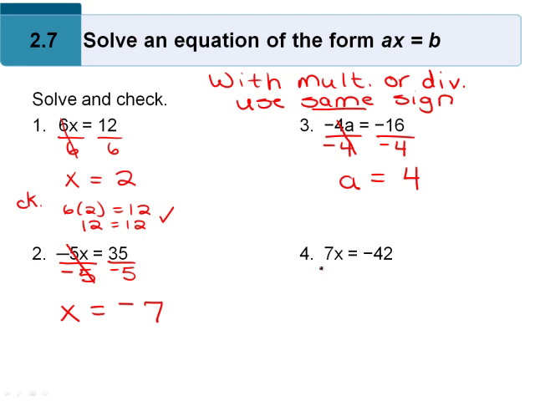Look at number 4. 7x equals negative 42. So here you want to get rid of that 7 to get the x by itself. So we're going to divide by positive 7 on both sides. The 7's cancel. The x comes down, and negative 42 divided by 7 gives you negative 6.